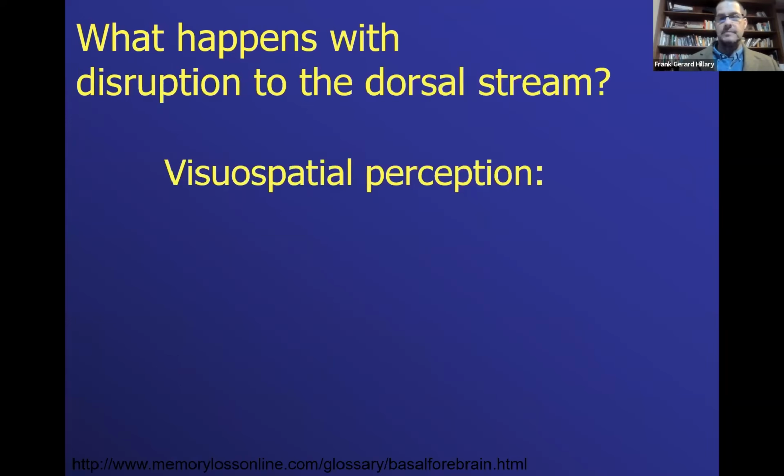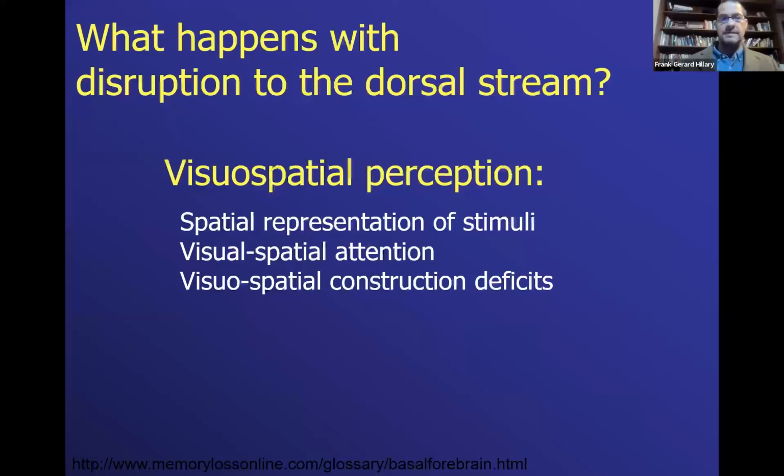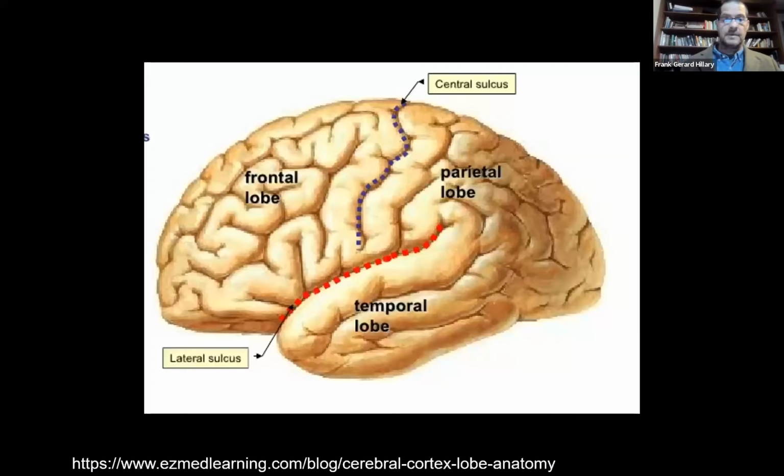So we talked a little bit about the ventral stream with agnosias. What happens with disruption to the dorsal stream? This is more related to visual spatial perception. So spatial representation of stimuli, visual spatial attention, and visual spatial construction, or the ability to copy or draw. We were talking about V1 back here and integration of information in the temporal lobe. Now we're going to focus on the parietal lobe.